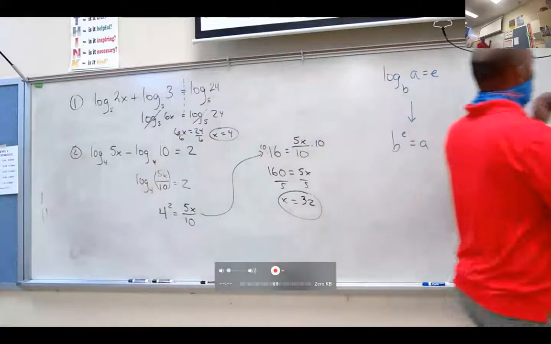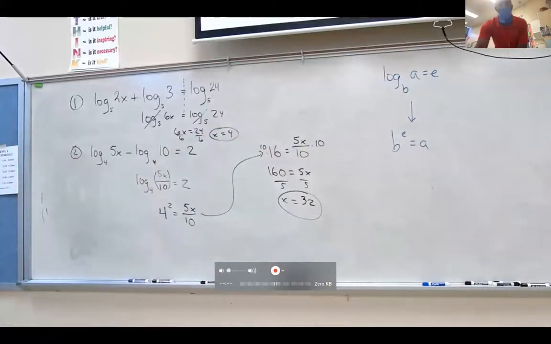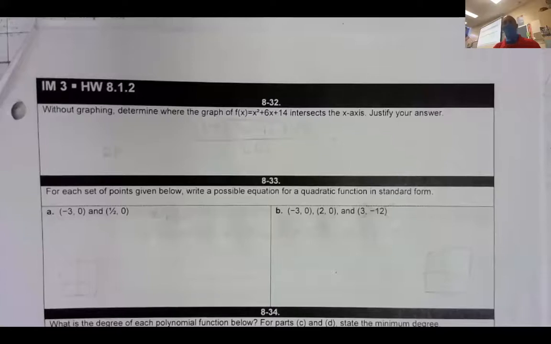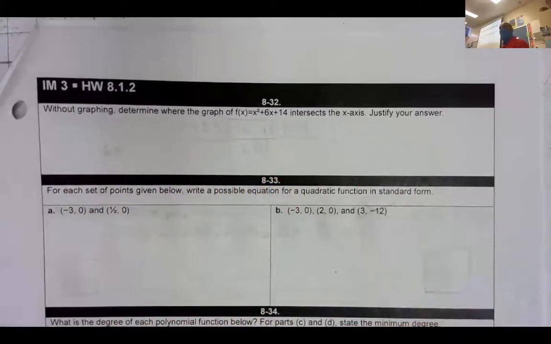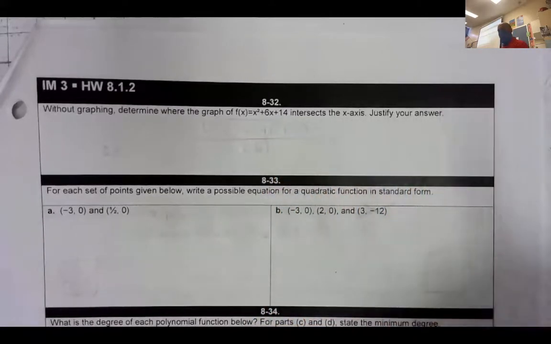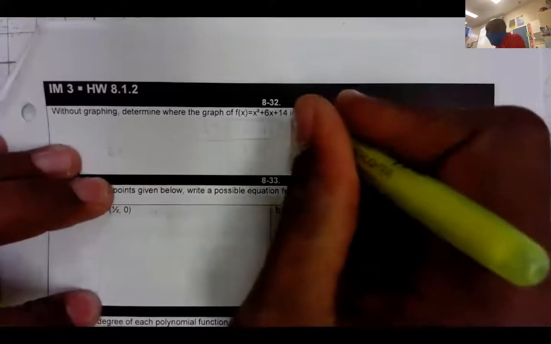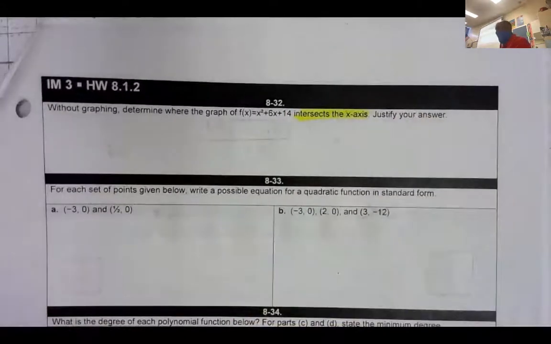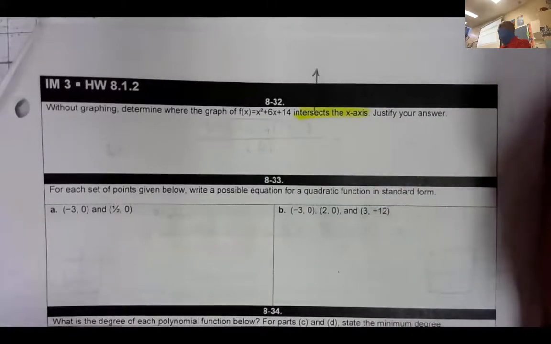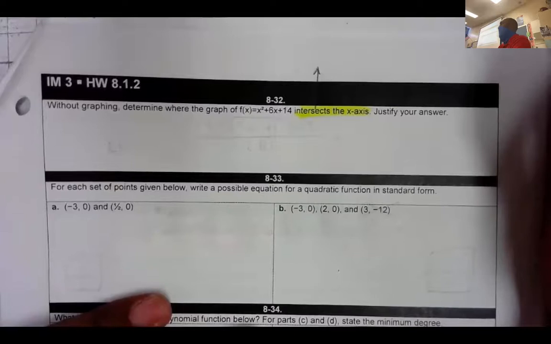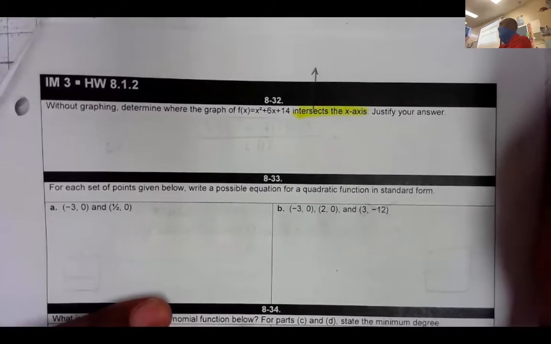All right, so let's go. Let's now turn to this one. It says, without graphing, determine where the graph of f of x equals x squared plus 6x plus 14 intersects the x-axis. Okay, keyword there. Where does it intersect the x-axis? What word do we use to describe a point where it intersects the x-axis, or where it crosses or where it touches the x-axis? What word do we usually use for that? X-intercept. We're looking for the x-intercept.